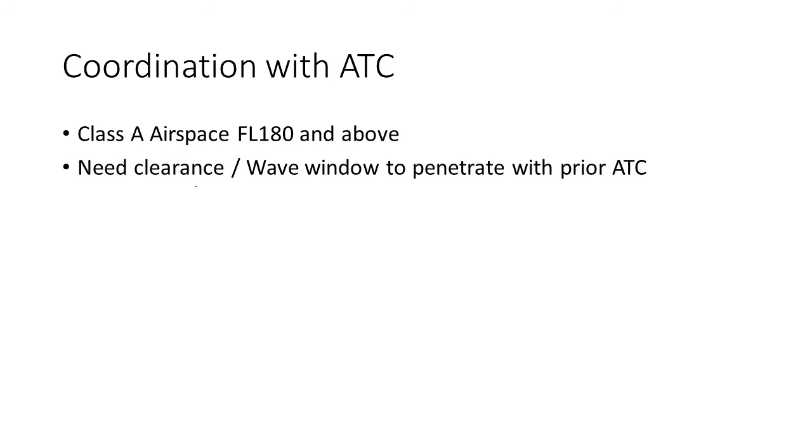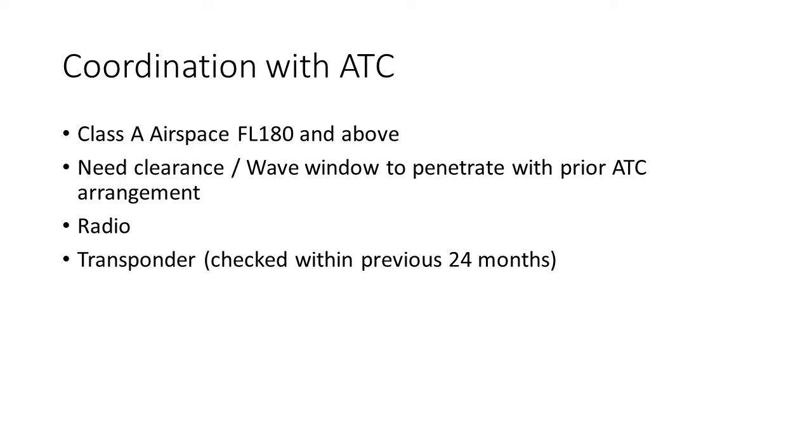In order to extend into Class A airspace, which in the USA is above 18,000 feet MSL, permission and coordination with ATC is required. You will need a clearance which is almost always associated with a prearranged wave window. You will also need a radio and a transponder and most likely ADS-B out.